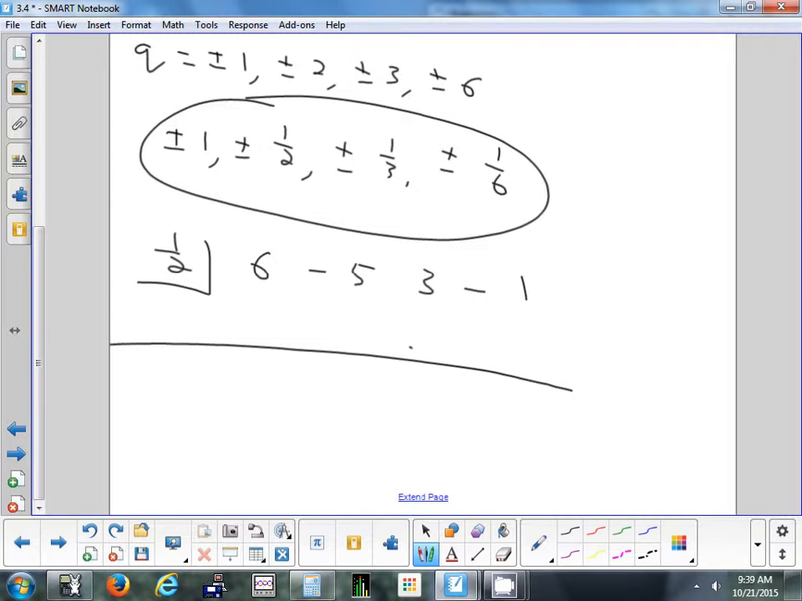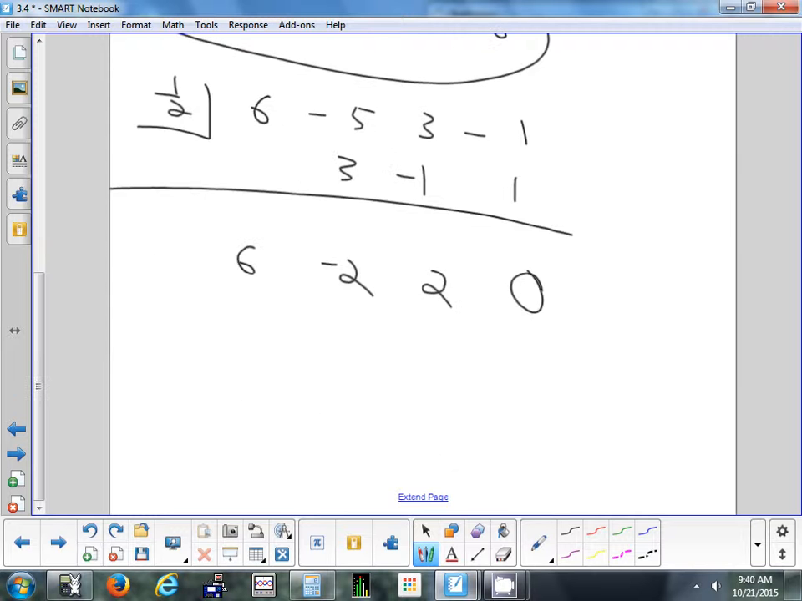Okay. And since 1/2 is a root, I already know my remainder is going to be what? 0. So if I don't get remainder 0, we did something wrong. Okay, bring down my 6. Half of 6 gives me 3. What's -5 plus 3? -2. Half of -2? -1. 3 plus -1 is 2. Half of 2? 1. Remainder 0.